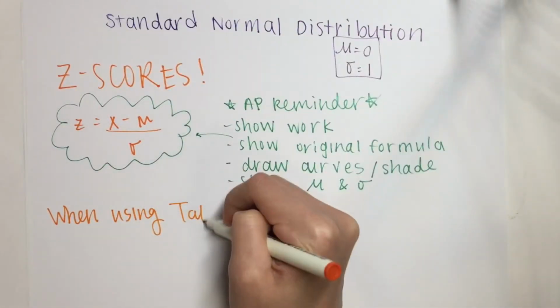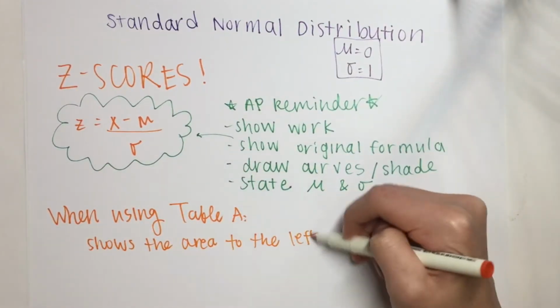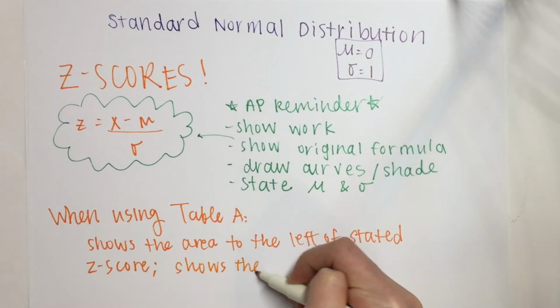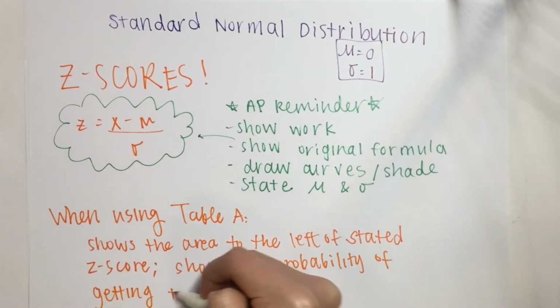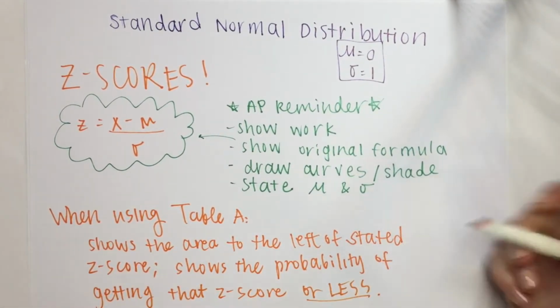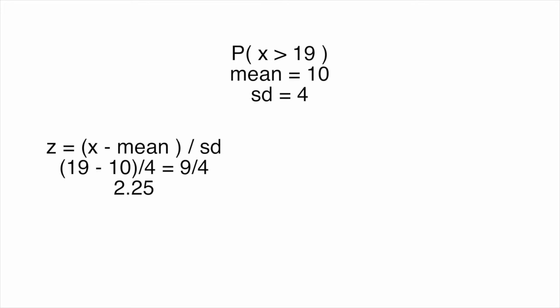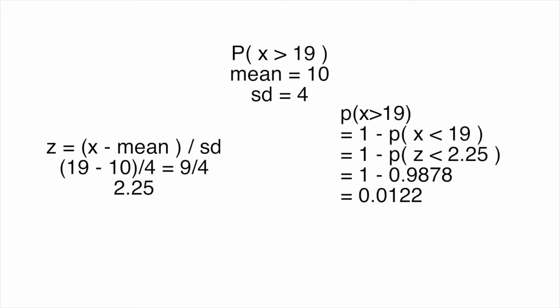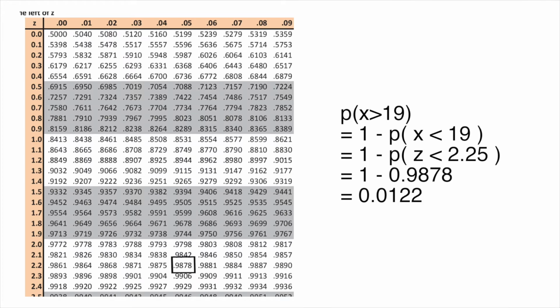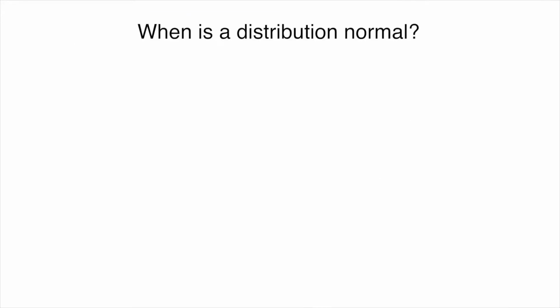Another thing to keep in mind is that the probabilities shown are the areas to the left of the z-score, or the probability of getting the corresponding z-score or less. That being said, when you have to find a probability of getting a certain value or higher, you would first need to find the z-score of that value, and the probability would be found by subtracting the given probability from table A from 1.